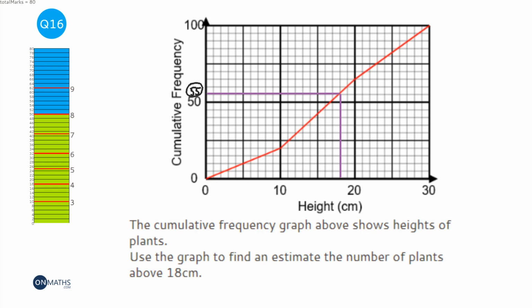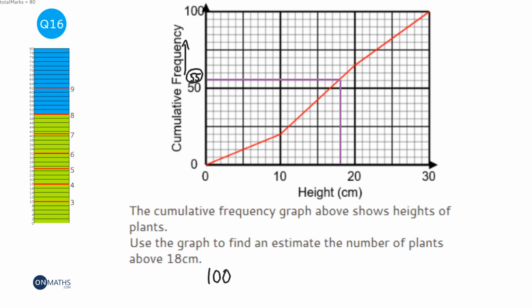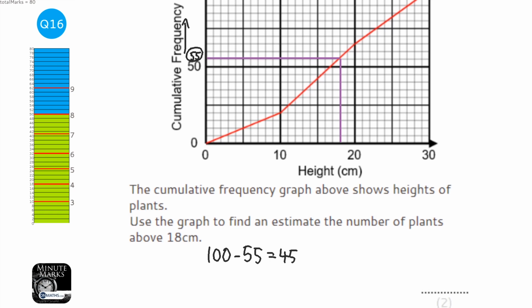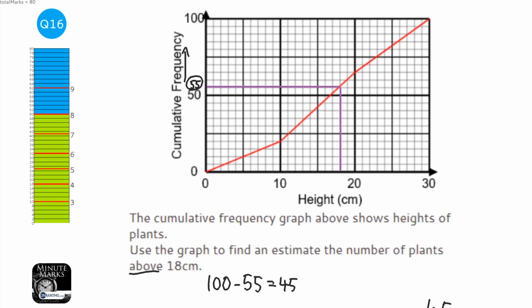Now we're looking for the number of plants above, which means going up. So if there's 100 in total and there's 55 below, you just do 100 take away 55. So that means the answer would be 45. So always just check to see whether it's above or below. If it's above, then get the total and take away the number you found.